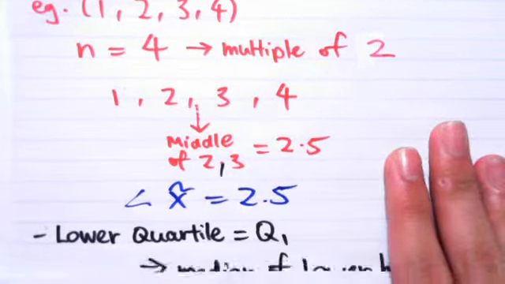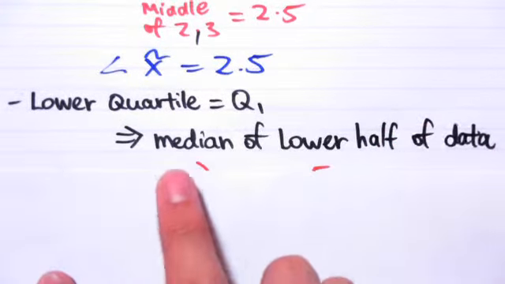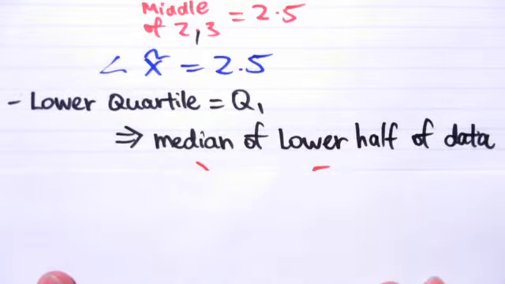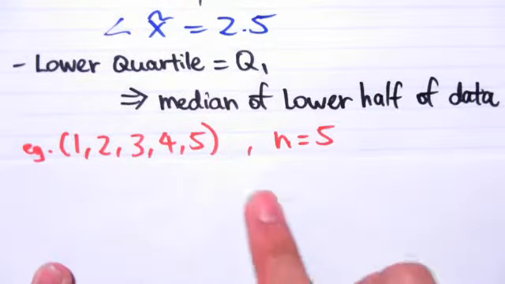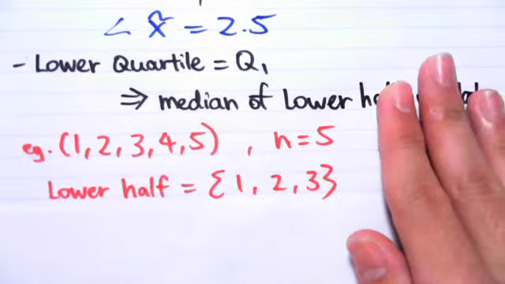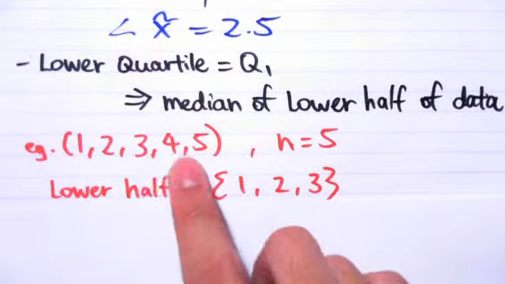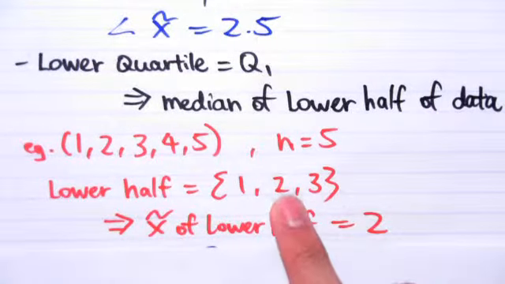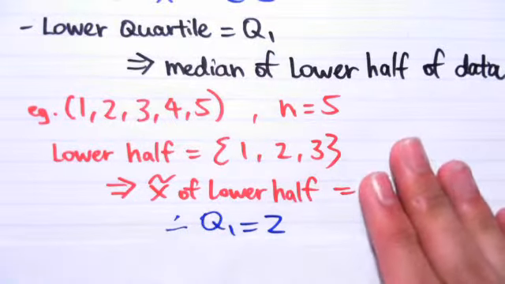So let's jump to the lower quartile. The lower quartile, Q1, is defined as the median of the lower half of the data. If you look at our example again of 1, 2, 3, 4, 5, the sample size is 5 because there are 5 numbers. Our lower half we identify as 1, 2, and 3, which includes our median. Afterwards we take the median of this lower half set, which is 2, because 2 is the middle number. And so we can conclude that Q1 of this set is just 2.